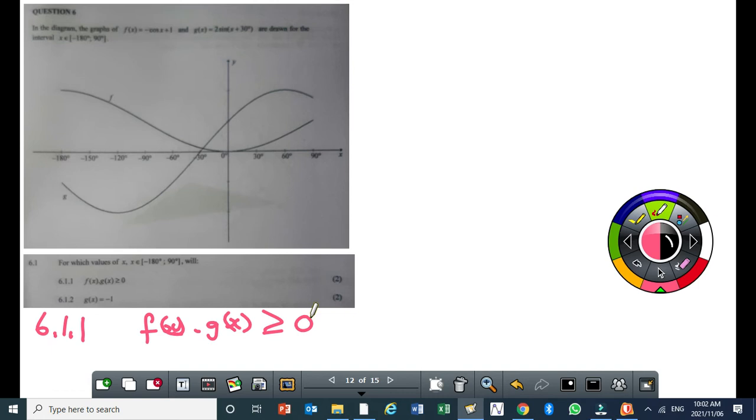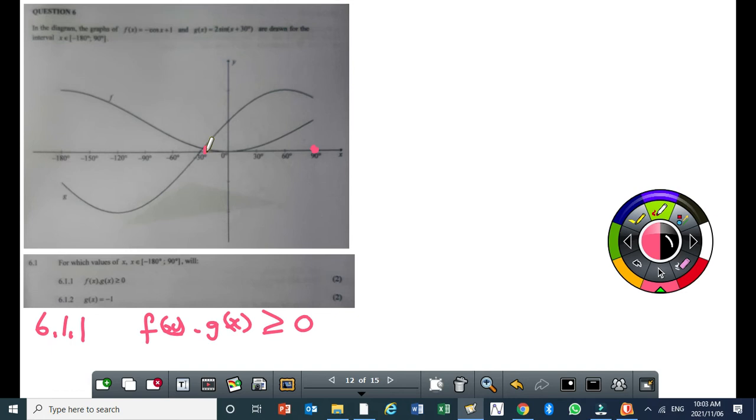The answer should be -30 to 90 degrees, not positive infinity. It's based on where the graph stops. The graph stops here. So it's somewhere there. From -30 to 90 degrees. But how do you explain how he got the answer? If you want to make the y values positive when you multiply them, it means both must be positive or both must be negative. Now, if you look at this graph here, I hope you know by now that if the graph is above the x-axis, it's positive.